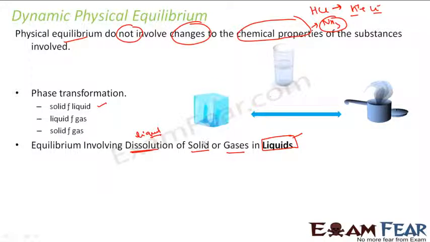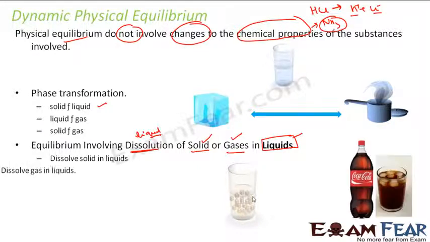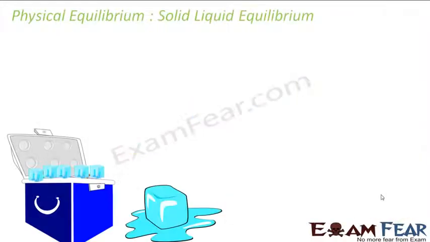But when you talk about dissolving solid in liquid or dissolving gas in liquid, then this physical equilibrium comes into play. When you dissolve solid in liquid, one example is dissolving sugar crystals or salt in water. When you talk about dissolving gas in liquid, a good example is Coca-Cola or soda. When you open it, you will see the gas bubbles because the gas is dissolved in the liquid. So we'll discuss all these things in a detailed manner.